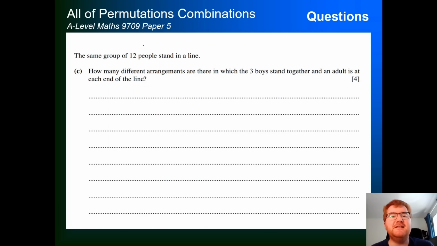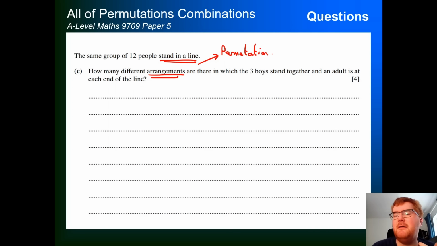Now, as soon as we see this same group of 12 people stand in a line, as soon as you get that idea of standing in a line and word arrangements, now we're going to go into a permutation question. Very important to identify, and that means order matters. And this is a pretty tricky question for part C.